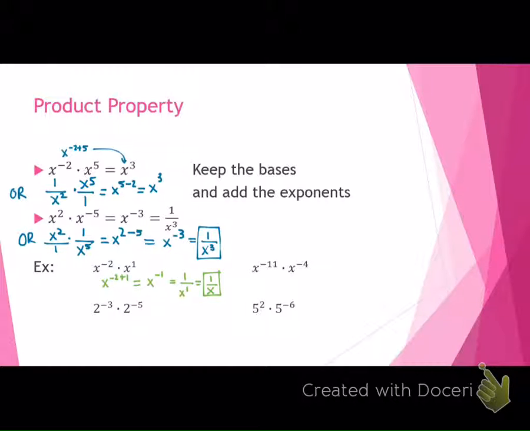Okay, Avery, help me with the next one there. X to the negative 11th times x to the negative 4th. So you're adding them, right? And we can't simplify x's. If that was a number, you would have to list that out 15 times, but we're not doing numbers there.